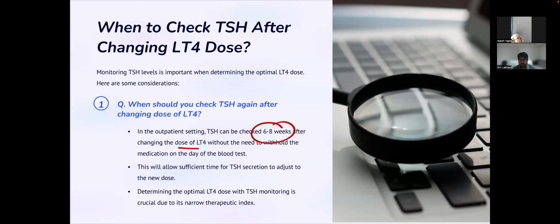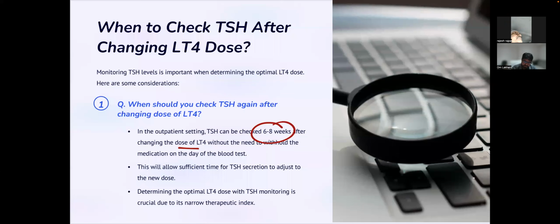Now remember, the pituitary gland will reset after you give this patient levothyroxine. So when you start this patient on levothyroxine, the body will take a little time to get reset, and the TSH will take a little time to get reset.